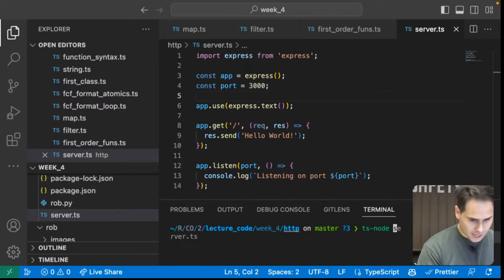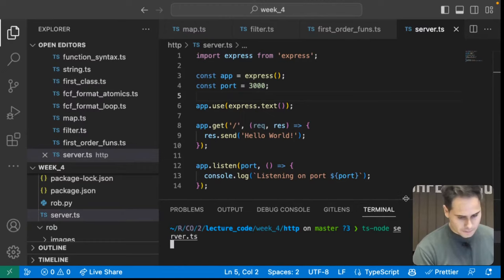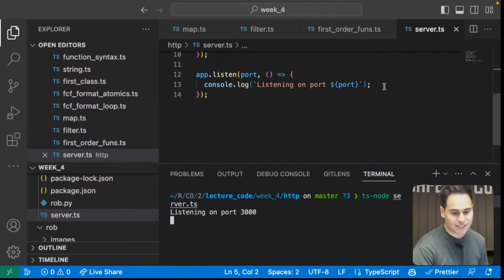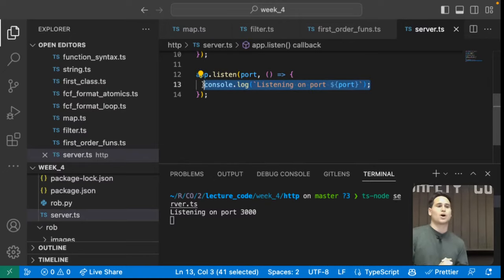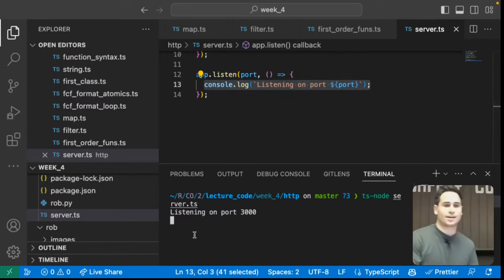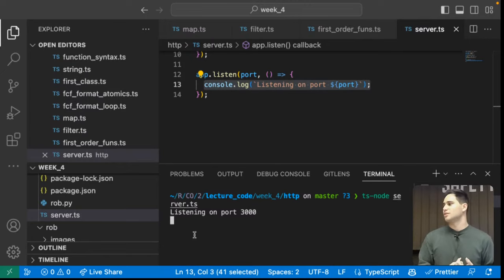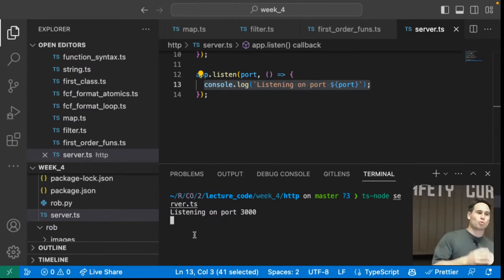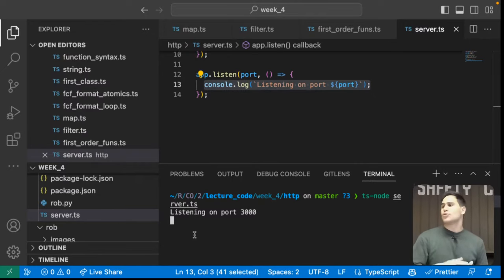ts-node server.ts. There you go. And it says listening on port 3000. That's the console.log that we've told it to run when the server runs. But can you see here that it's not quit? It's still running here. It's not doing anything. Well, what's it doing? It's listening, yeah. Which is sort of weird, we've sort of anthropomorphized our programs a lot. But it's listening to port 3000. This idea of ports, I promise you, is going to trip some of you up.